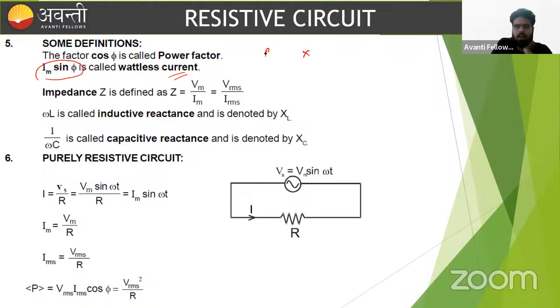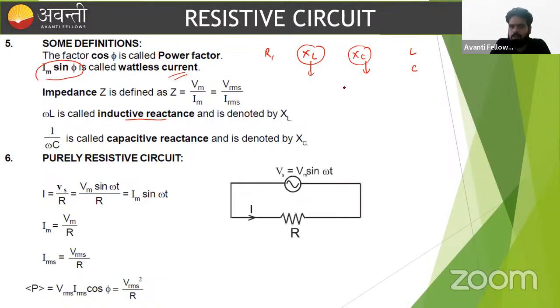We know that R is the resistance, XL is the inductive resistance, XC is the capacitive resistance, and what L is and what C is, we already know, beta. Okay, so this XL is known as the resistance across the inductor, that is known as the inductive reactance. This is known as the capacitive reactance. I hope this is clear.